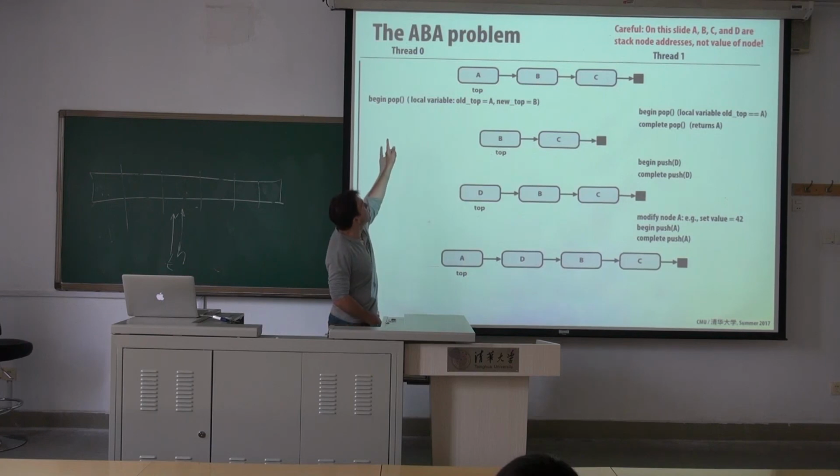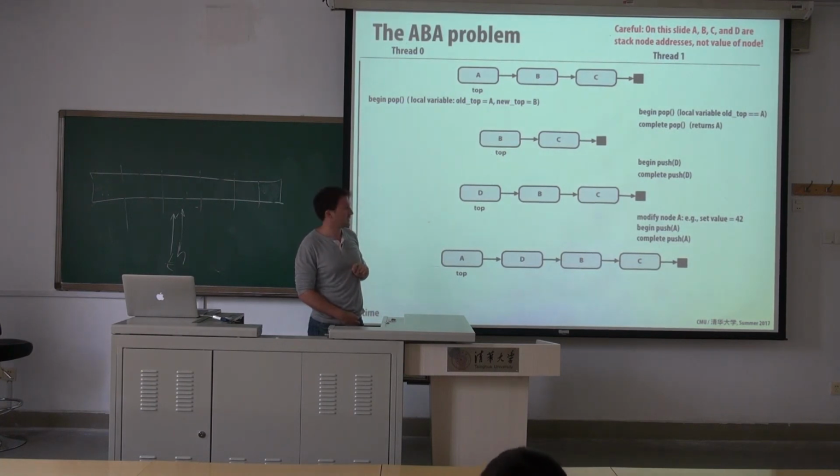If it succeeds, what will the stack look like? So if thread 0 succeeds with its compare and swap, given old top A and new top B, what will the stack look like down here? What nodes will it have in it? Somebody tell me?